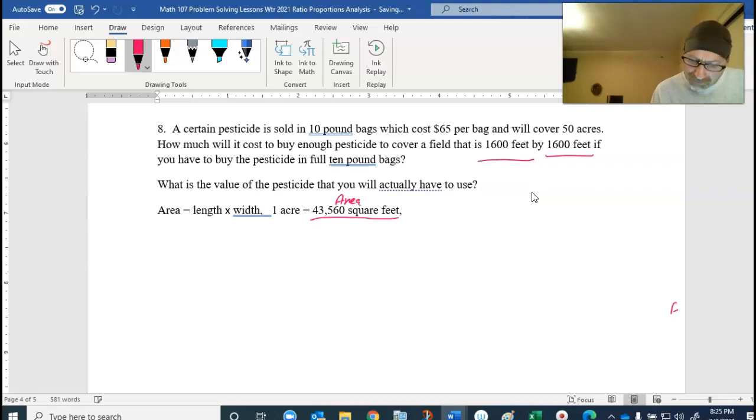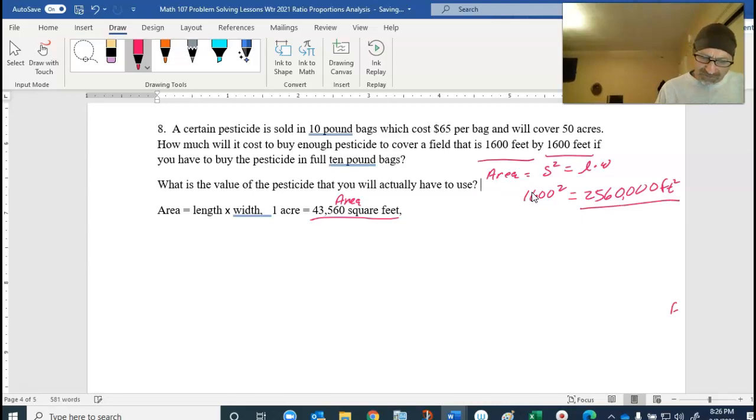So we have to find the area of the field. It's a square field, so it's S squared, or length times width, which when they're the same, we usually write as S squared. And so that's 1,600 squared, basically, right? You can do that on your calculator. That's 256 with 4 zeros, 1, 2, 3, 4 zeros. And that is square feet. So that's the area of the field in square footage.